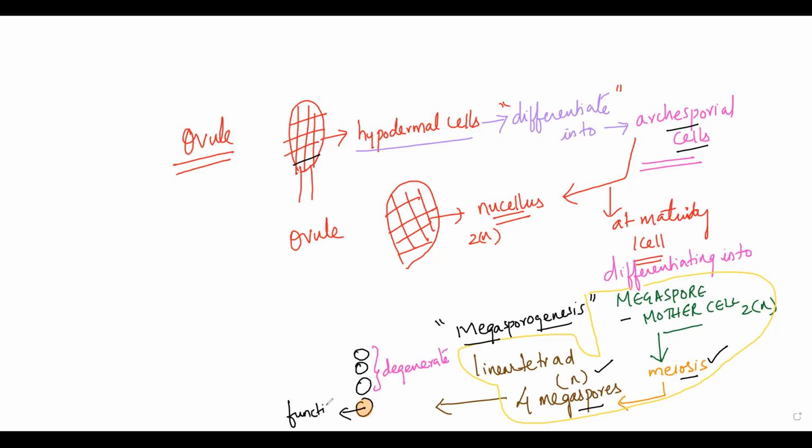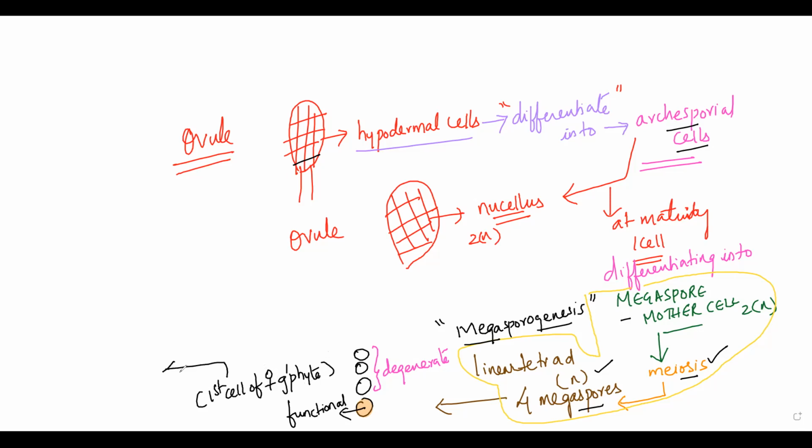It's a functional megaspore. The 3 are getting degenerated. Okay. Now what happens? It is the first cell of the female gametophyte. The tetrad, the functional megaspore, is the first cell of the female gametophyte. Okay, children. Who is the first cell of the female gametophyte? The functional megaspore.